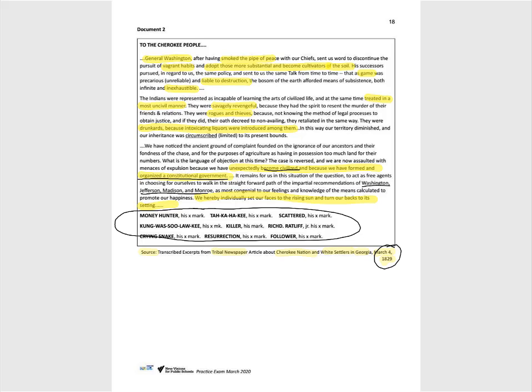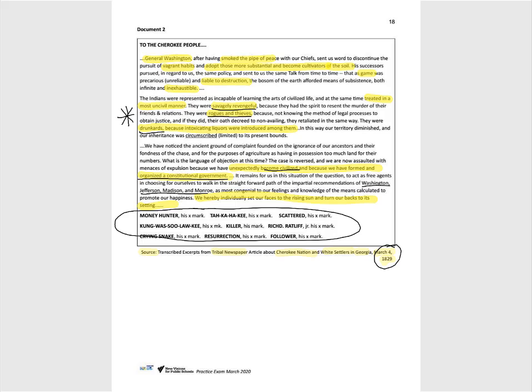However, there is some language in here that could be taken advantage of and twisted, such as that they were savagely revengeful, that they were rogues and thieves, that they were drunkards. And forget the fact that there's more explanation to those things. Like, here's why we became savagely revengeful. Here's why we were considered rogues and thieves. Here's why we were considered drunkards. This, up here, is the language that's going to be seized upon by Jackson to justify removal.